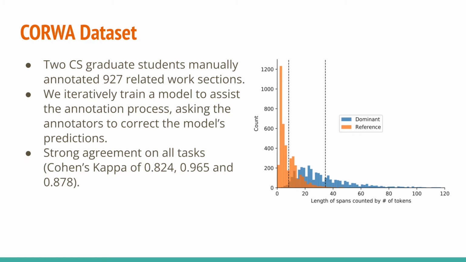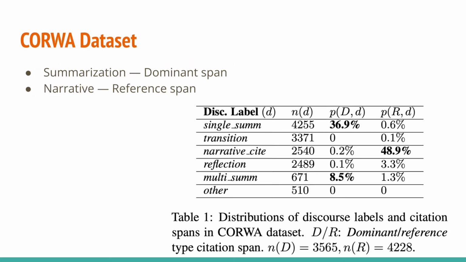We iteratively train a model to assist the annotation process, asking two annotators to correct the model's prediction. Our data has strong inter-annotator agreement on all tasks.